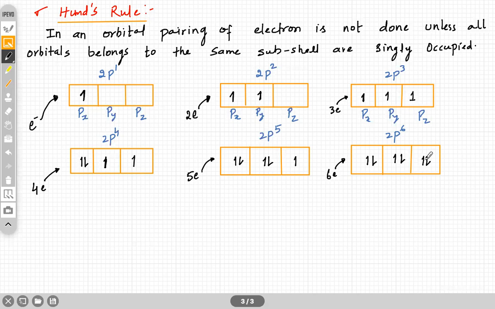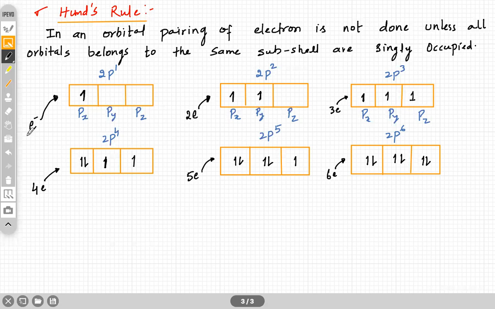Right now, since electrons are rotating about their own axis, this rotation we do not know actually. Again I repeat this. See, in any subshell, you have a given number of orbitals, correct? So according to Hund's rule, all the orbitals belonging to the same subshell must have one electron singly occupied. After that, only the pairing takes place.